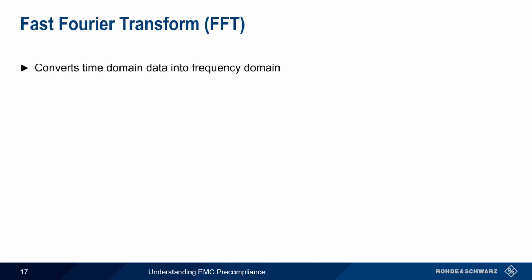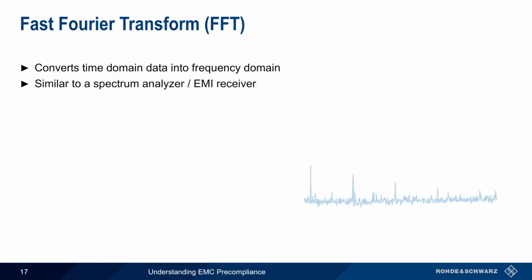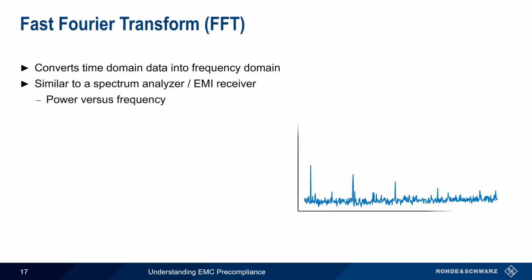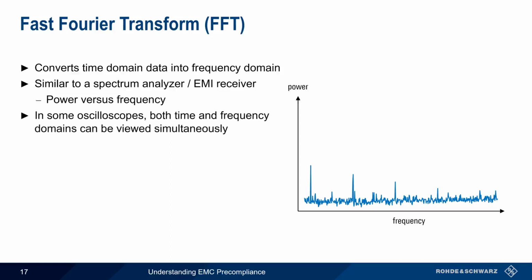Oscilloscopes display frequency domain information by performing a fast Fourier transform on the acquired time domain data. The result is similar to what's seen on a spectrum analyzer or EMI receiver, that is, a display of power versus frequency. One important advantage of using an oscilloscope for pre-compliance testing is that some scopes allow the time and frequency domains to be viewed simultaneously. This in turn allows events in one domain to be correlated with events in another domain, and this is extremely helpful when debugging EMI issues.